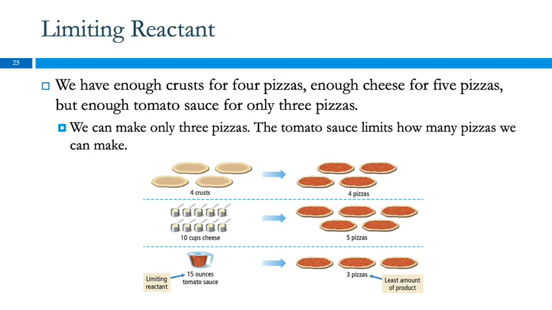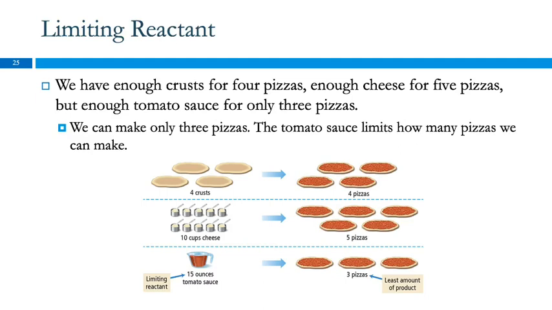So here it is with pictures. So 4 crusts, we could make 4 pizzas. 10 cups of cheese, we could make 5 pizzas. 15 ounces of sauce, we could make 3 pizzas. This is the smallest amount of product, the least amount of product. This is what limits our production of pizza, right? If we had more sauce, we could have made at least 1 more pizza. We call this the limiting reactant or the limiting ingredient.